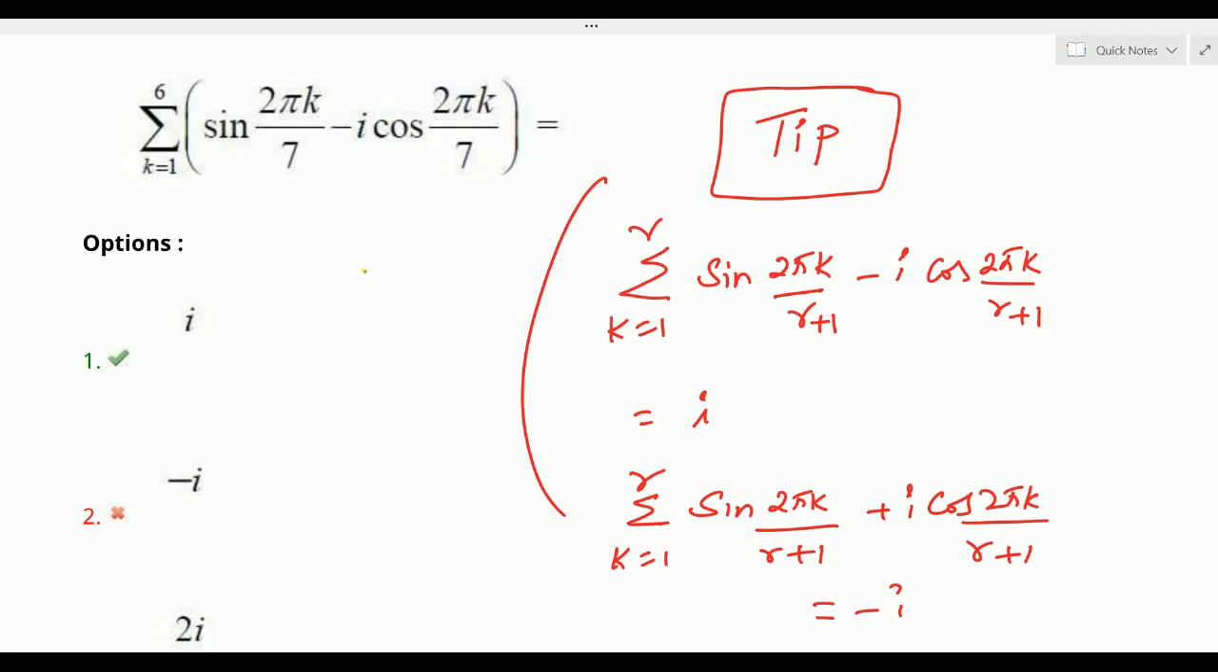Therefore, according to this one, k varies from 1 to 6. అంటే r is equal to 6 ఉంది. ఓకేనా? అంటే r plus 1 అంటే 7 ఉందా లేదా? Yes, r plus 1 is 7. Therefore, this result is in the form of first result. That is clearly i. ఓకేనా? అని ఫస్ట్ ఆప్షన్. ఈ టిప్స్ కూడా మనకి చాలా ఇంపార్టెంట్.